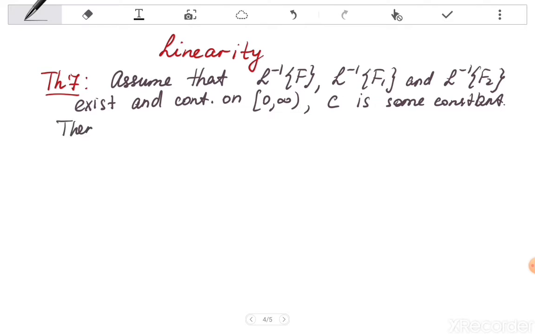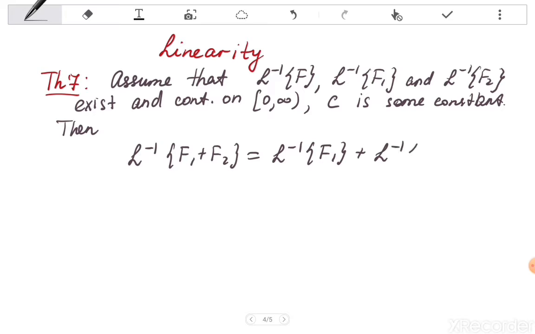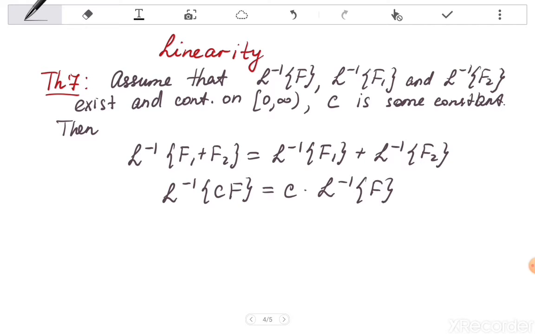Then the inverse Laplace transform of a sum of these two functions also exists, and this is equal to the inverse Laplace transform of the first function plus the inverse Laplace transform of the second function, and the inverse Laplace transform of constant times f also exists, and this is equal to constant times the inverse Laplace transform of the function f. This theorem will help us to find inverse Laplace transforms, and the proof of this theorem I'm going to omit.